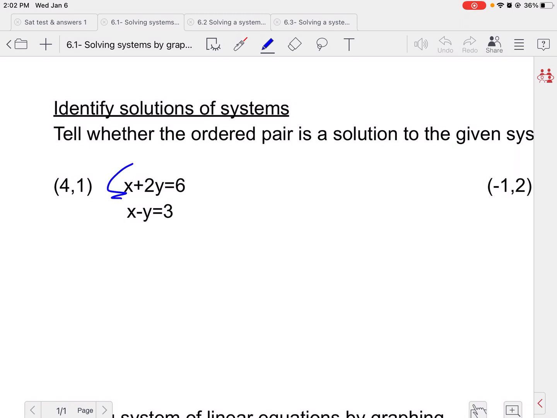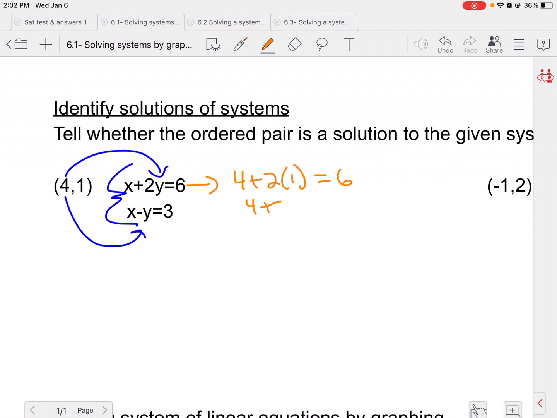So a system a lot of times will have these fancy brackets around them to show that those two equations are together. And what I'm going to do is plug the point into the top one and the bottom one and see if it works for both. Okay, so x is 4, so I'm going to have 4 plus 2 times y, which is 1, equals 6. Well, 2 times 1 is 2. And conveniently, 4 plus 2 does equal 6.